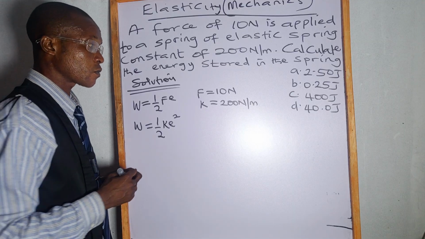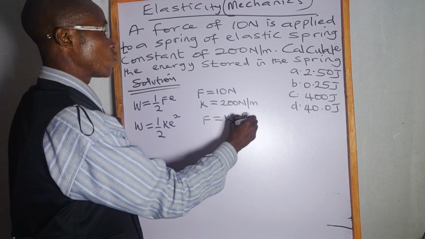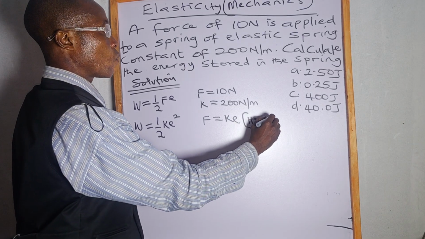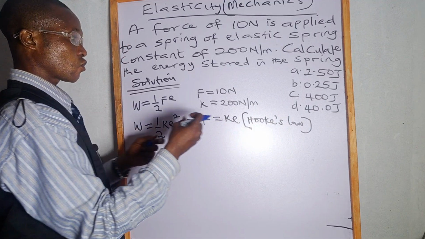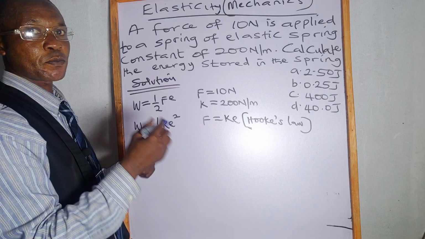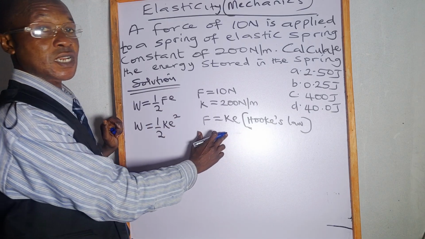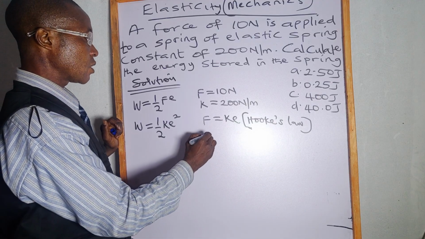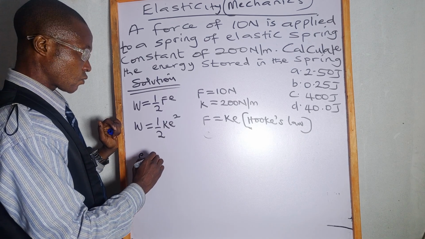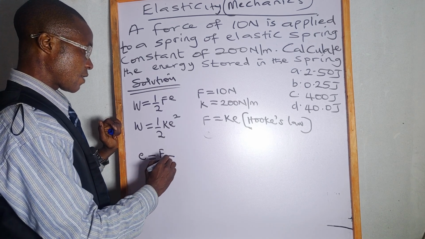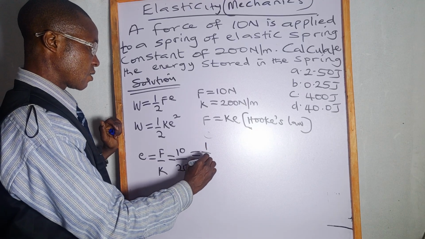You go back to your Hooke's law formula, which says F is equal to Ke. Hooke's law says that the amount of force that causes a distortion in an elastic material is directly proportional to the extension made. Mathematically it is represented as F is equal to Ke. Making e the subject of the formula, e is equal to F over K. Your F is 10 over 200, and that will be 1 over 20.